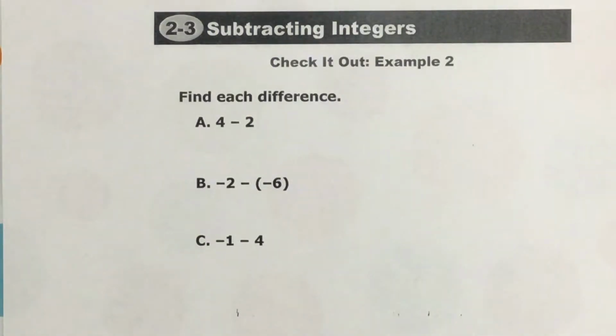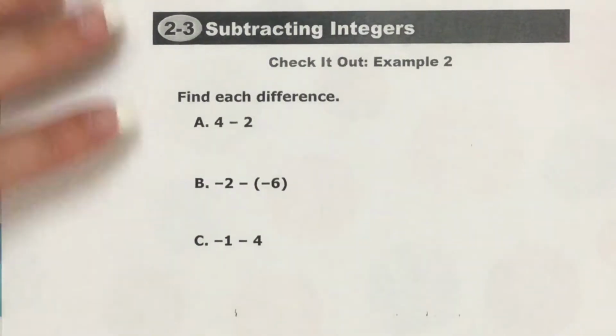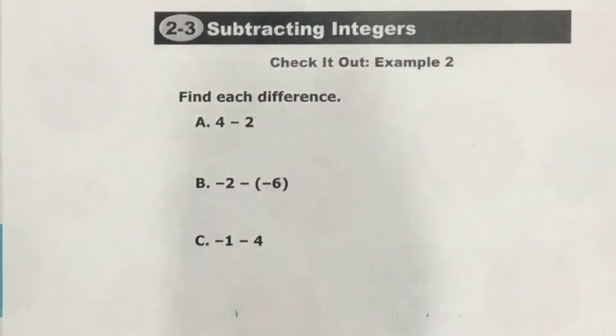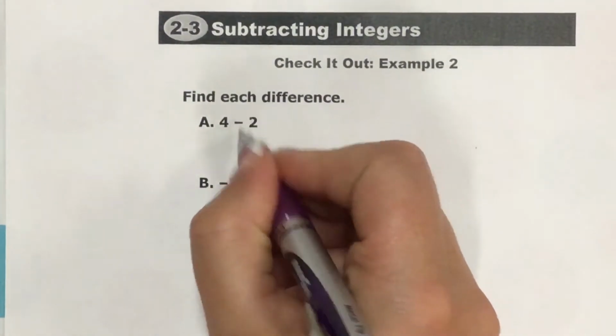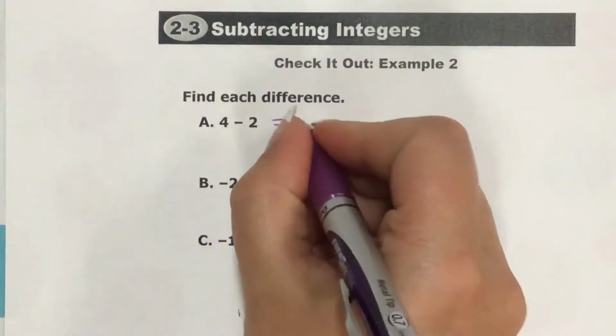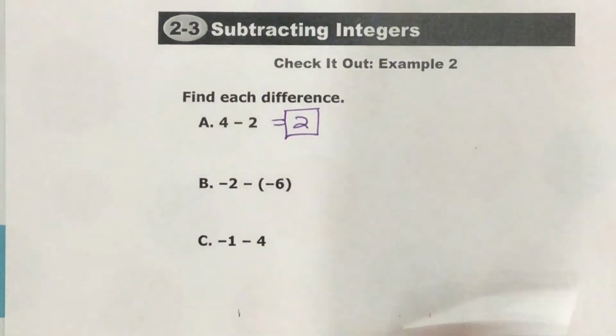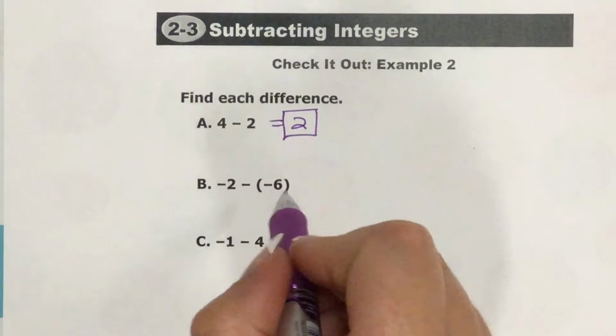All right, we are back. Let's go ahead and figure out what these are. We have 4 minus 2. That is a positive and a negative. So 4 minus 2 is just 2. All right, cool. The next one is negative 2 minus a negative 6.